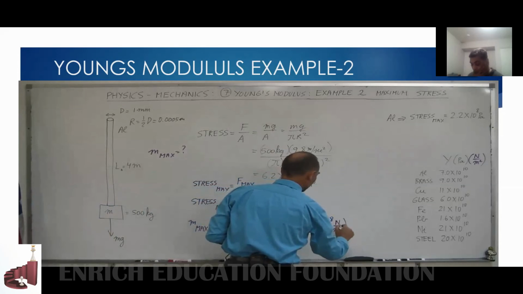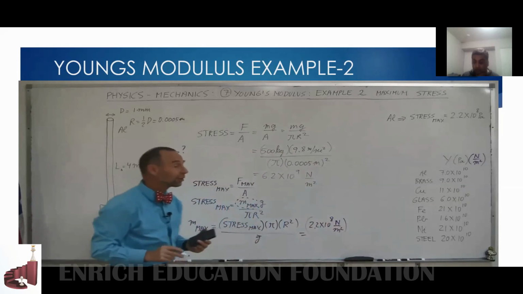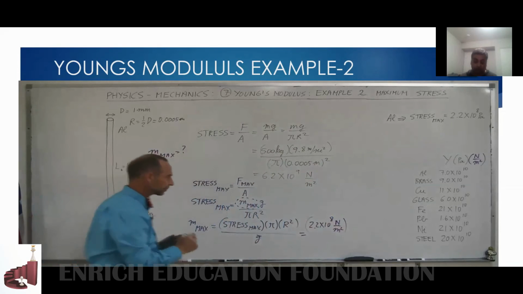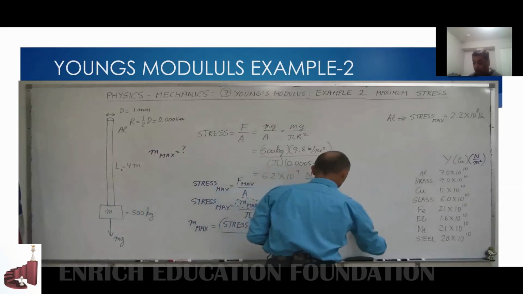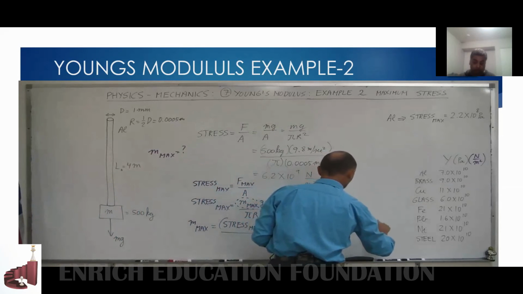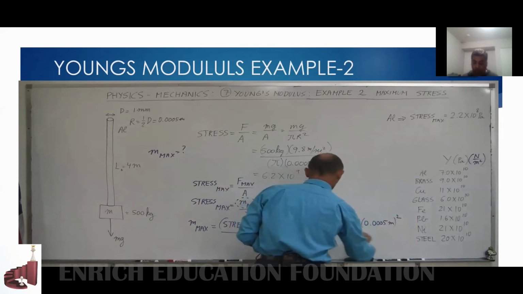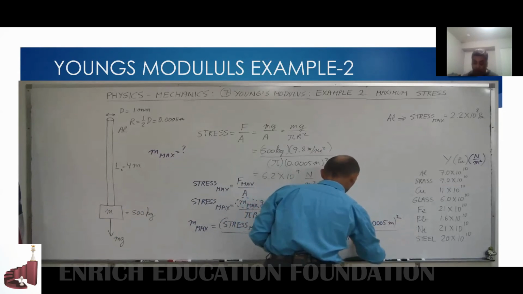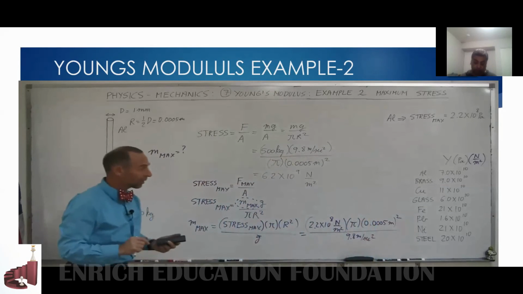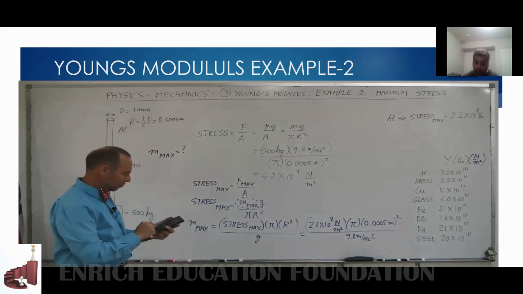That's a large amount of force per square meter you can apply to aluminum before it breaks. Multiply times pi, multiply times the radius, 0.0005 meters squared, and then divide the whole thing by g, which is 9.8 meters per second squared. All right, so how big of an object can we hang from that wire?